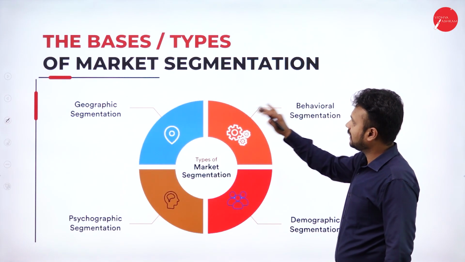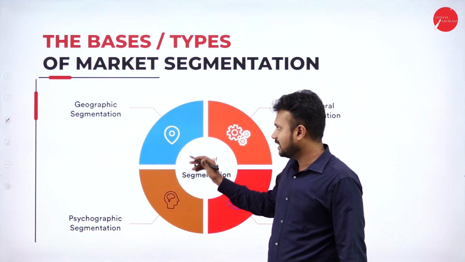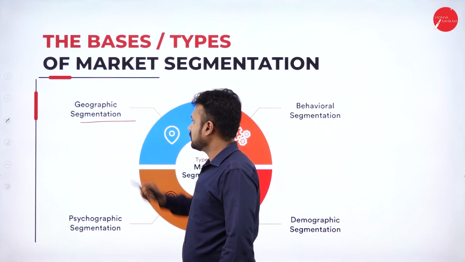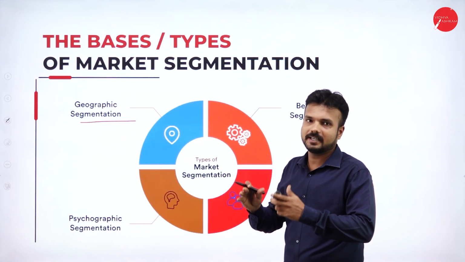The basis or types of market segmentation. This market segmentation is classified into 4 categories. Number 1, geographic segmentation. Geographic segmentation is nothing but the geographical location where the business entity is present.